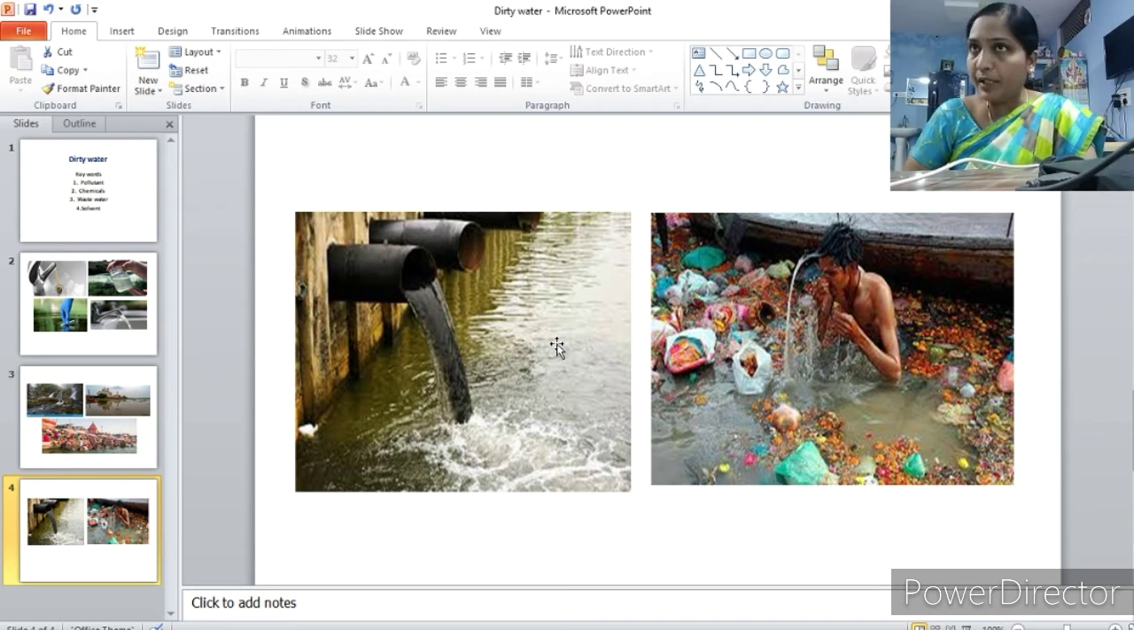And the last one: if there was a river flowing through your city, what can you and your friends do to keep it clean? If a river is flowing through your city, how can you keep it clean? Very simple. You must not throw any packets. You must not litter the surroundings of the river. And you should not allow other people to do that. Whatever else comes to your mind, you can also write there.